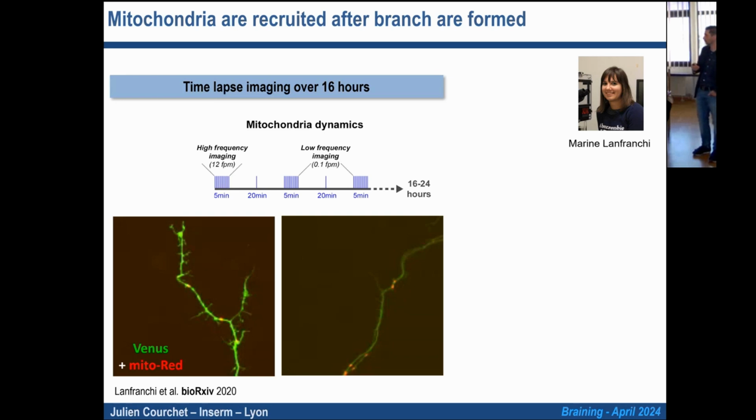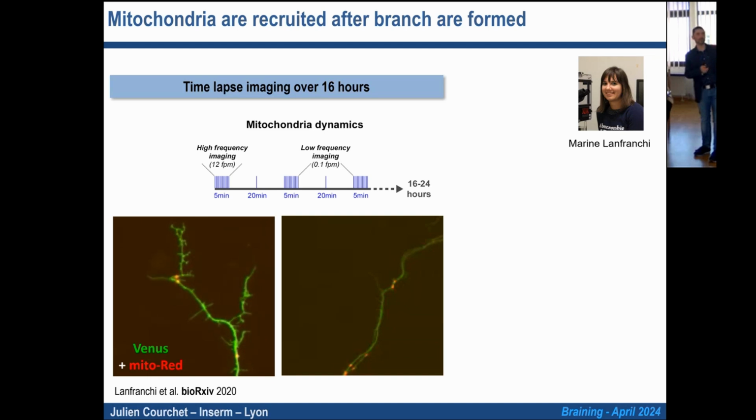So we have to hope that over 24 hours, we can see spontaneous formation of collaterals. So the idea is that she has to design some high frequency, high pulse imaging, where within 5 minutes she can see the dynamics of mitochondrial recruitment, with some pause time where you can actually let the axon rest, decrease the phototoxicity, and so it continues to develop.